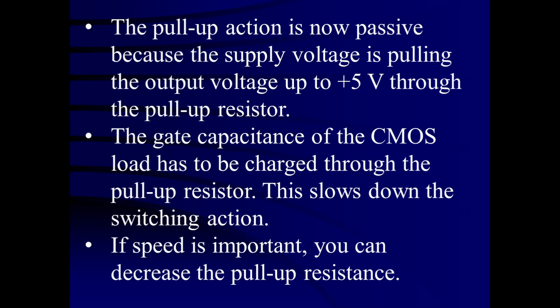If the speed is important, you can decrease the value of the pull-up resistance. To decrease this RC time constant, you cannot manipulate the input capacitance, because it is a stray capacitance. You cannot change it, only you can change the value of the resistance, and to lower the RC time constant, you can reduce the value of resistance R from 3.3 kilo ohms.